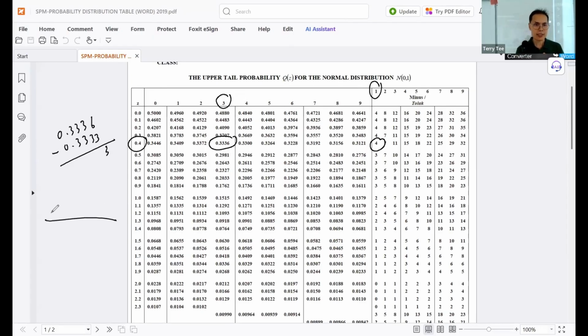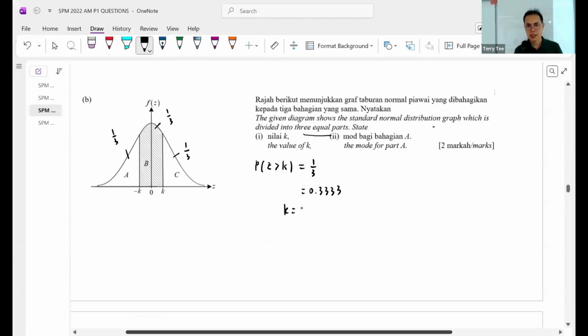Okay, so for those who don't quite understand, this is how it works. When your z value is 0.431, this area from 0.431 onwards to positive infinity is 0.3334. 3334 is the closest. We cannot get 3333. Yeah, 1 over 3 is 0.3333, but the closest we can get is this, which is good enough, 0.431. Okay, this is one way. So what's our k? k is 0.431.